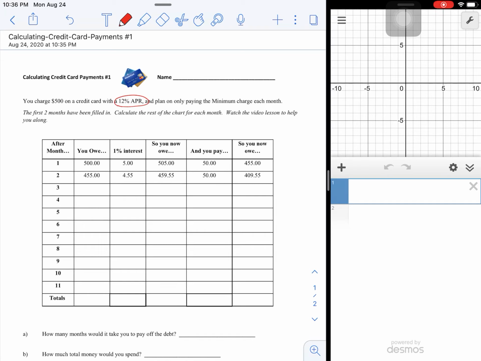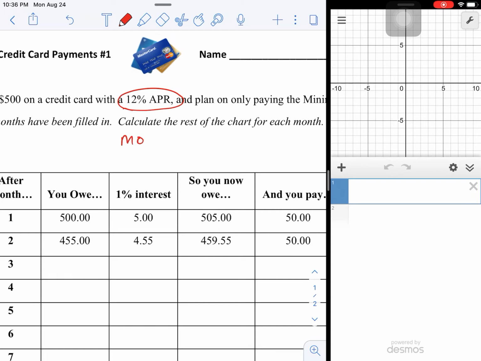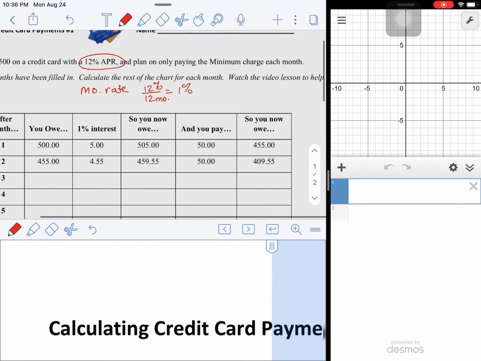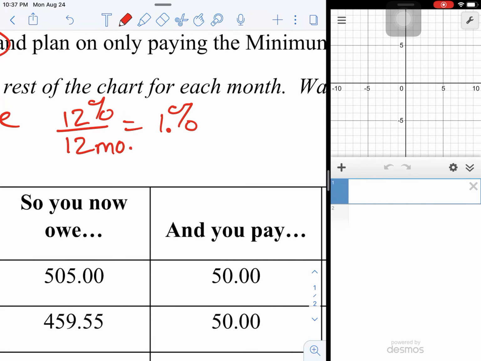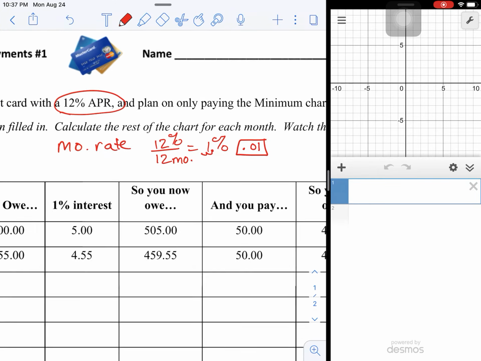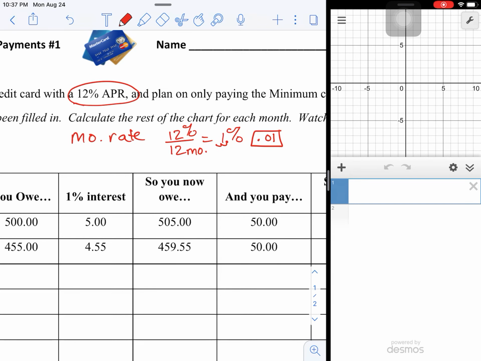Now remember, we cannot just leave annual percentage rate because they are doing a monthly bill for you. So we are going to take the monthly rate, and this one's a pretty easy one because 12% divided by 12 is going to be 1%. 12% divided by 12 months, remember there's 12 months in a year, and converting that to a decimal is going to be 2 decimal places to the left, so 0.01. All right, now I'm going to write that right over the 1% interest right here, 0.01.